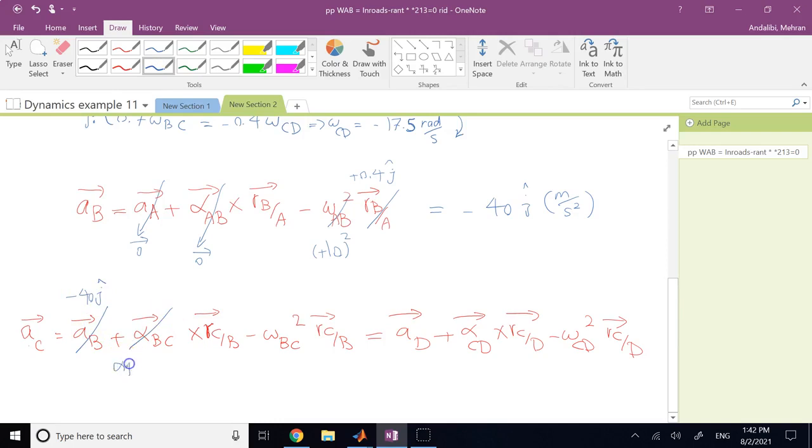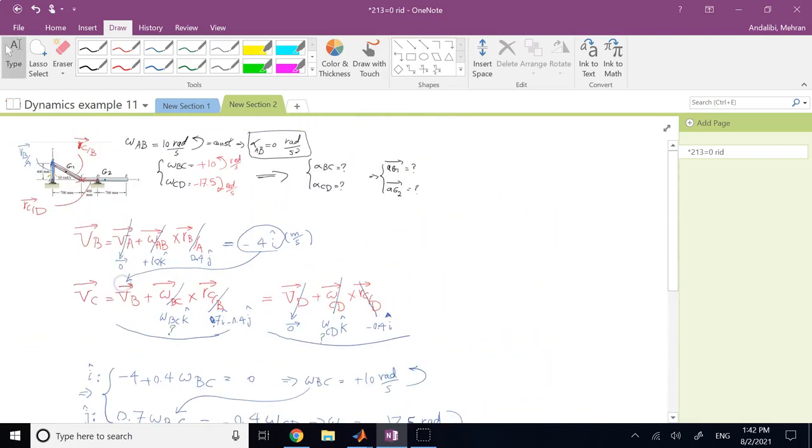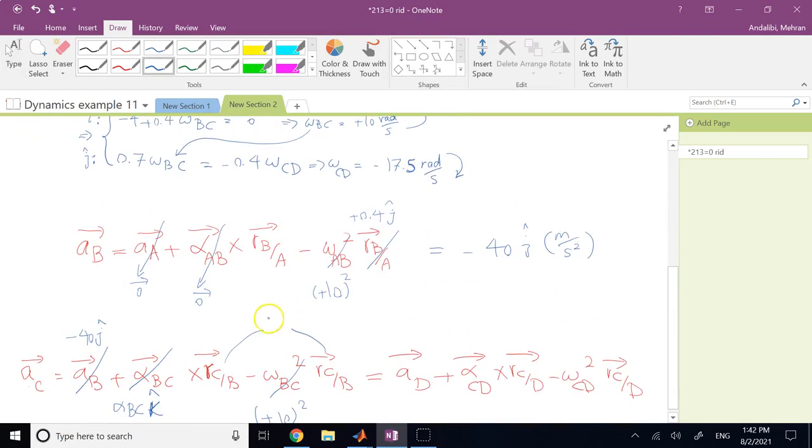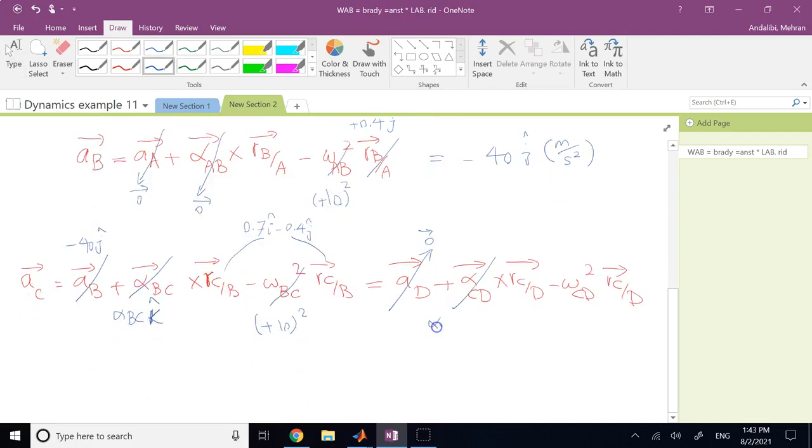Alpha BC I don't know. I just write it as alpha BC times k. Again, it's either clockwise or counterclockwise. R of C with respect to B, I found it previously. Omega BC was positive 10. And R of C with respect to B, if you remember, was 0.7i negative 0.4j. A of D is 0, it's a pinpoint. Alpha CD I don't know, I just write it as alpha CD times k. R of C with respect to D was negative 0.4i. And omega CD was negative 17.5 squared.